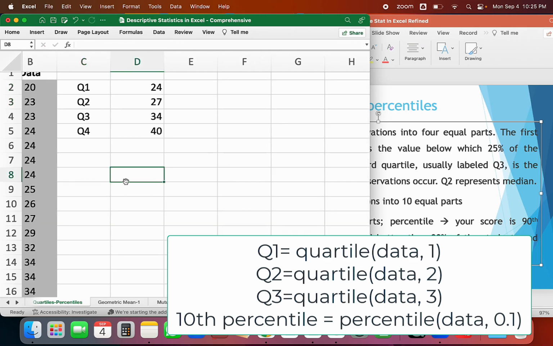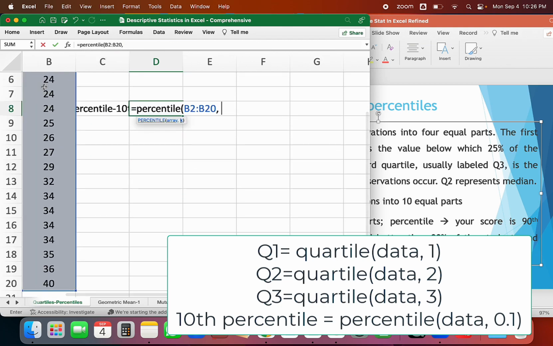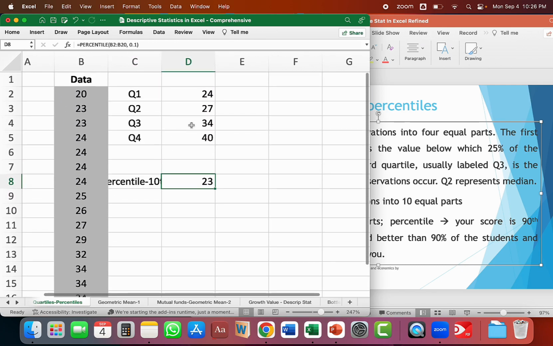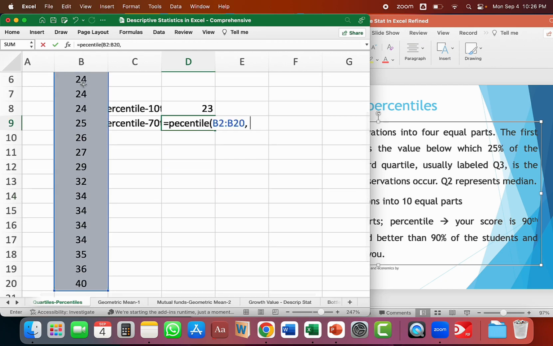For percentiles, we use this formula. Let's say 10th percentile, and that will be equal to percentile, again selecting the whole data, and then for 10% we'll write 0.1. 0.1 means 10%, and this gives us the 10th percentile, that's 23. Similarly, if we want to get the 70th percentile, that will be equal to percentile, selecting whole data, and then 0.7.